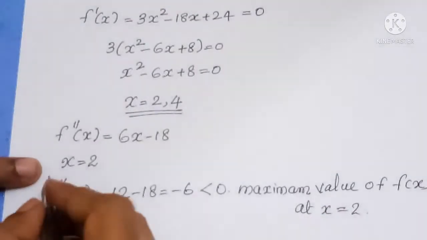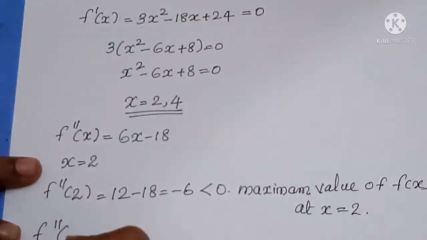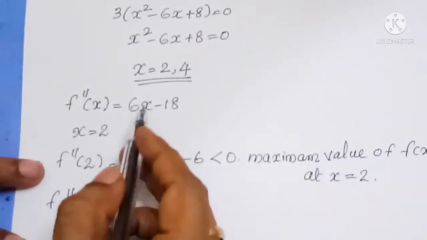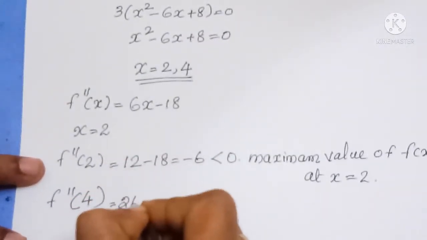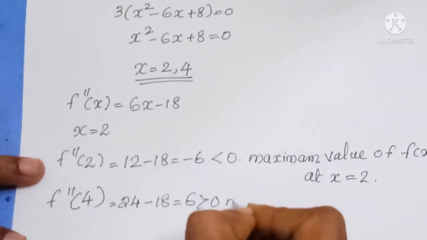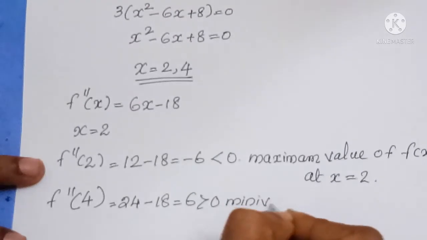Okay. Also we can apply f double dash of 4. What is the value? 4 into 6 become 24, 24 minus 18 become 6. It should be greater than 0, so it is the minimum value point.